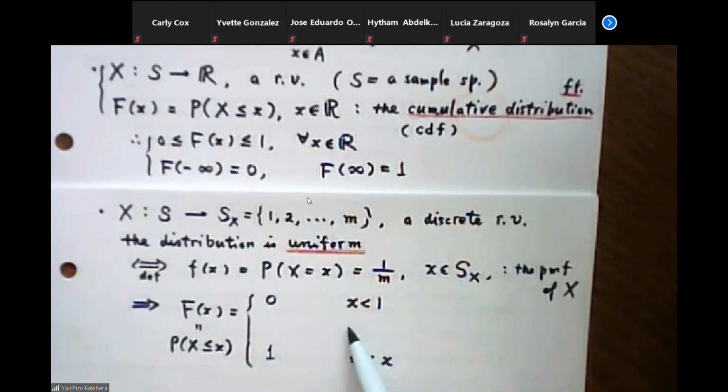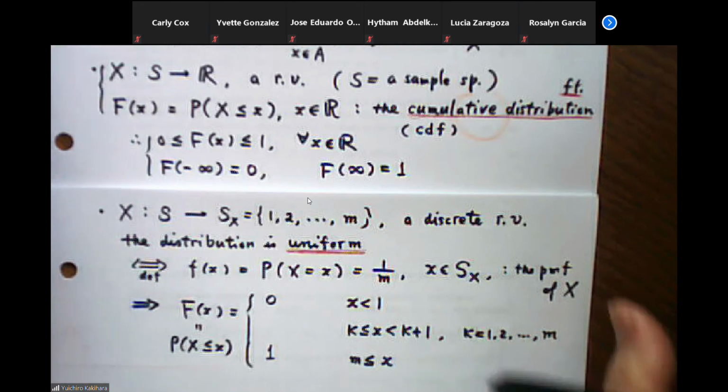I want to show you k less than or equal to x, and x less than k plus 1, where k is equal to 1, 2, up to m. So consider the case where x is between k and k plus 1. Then what is this probability? Can you get this probability?